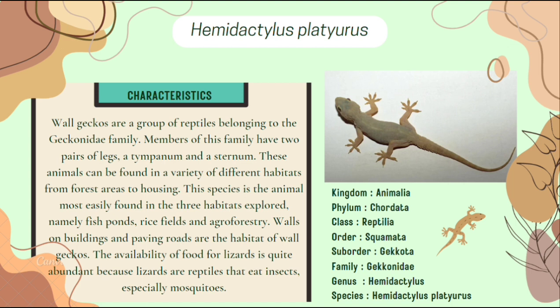This species is the animal most easily found in the 3 habitats explored, namely fish ponds, rice fields, and agroforestry. Walls on buildings and paving roads are the habitat of wall geckos. The availability of food for lizards is quite abundant because lizards are reptiles that eat insects, especially mosquitoes.